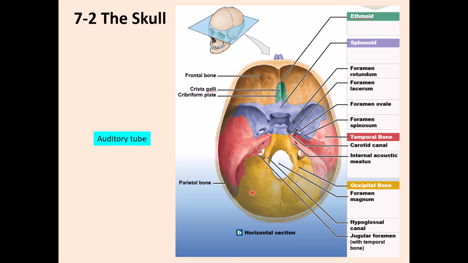Then here is the occipital bone, and this is the foramen magnum. The foramen magnum is the area where the brain ends and the spinal cord starts. And here that you see is the hypoglossal canal, through which cranial nerve 12 passes.